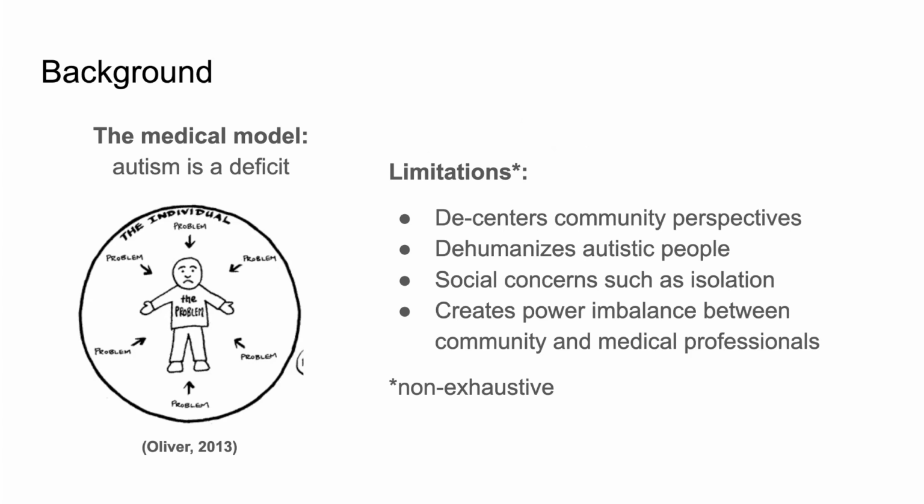It also dehumanizes autistic people because it states that there are some traits that autistic people are missing, which makes them different from humans. And there are also a lot of social concerns such as isolation and an increase in suicidal ideation. And then there's power imbalances between the community and medical professionals using the medical model because it states that in order for somebody's autistic identity to be valid, it has to be validated by a medical professional.